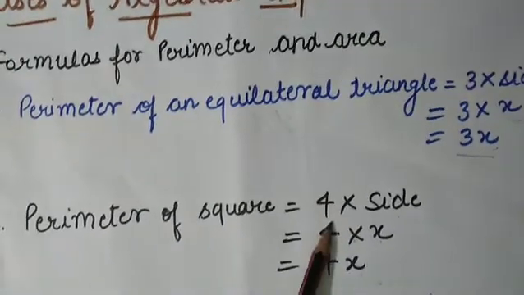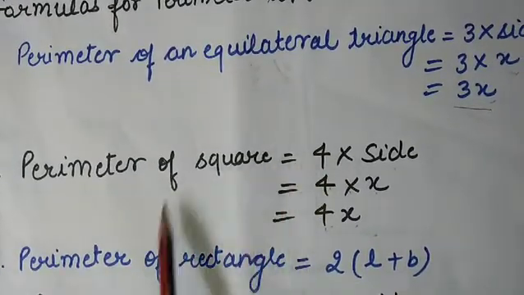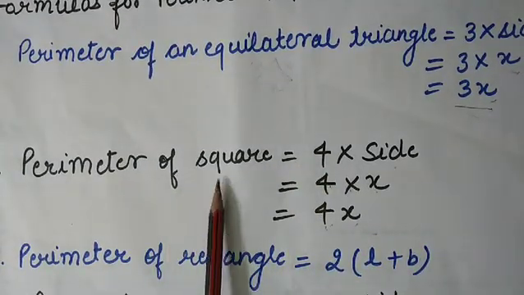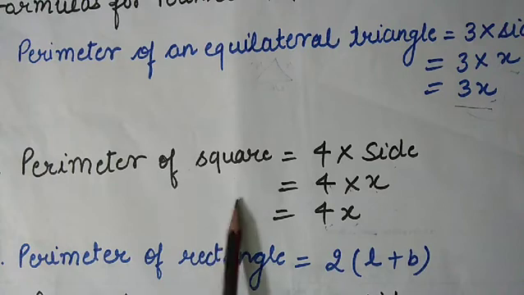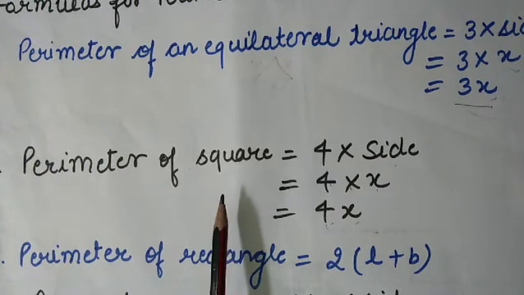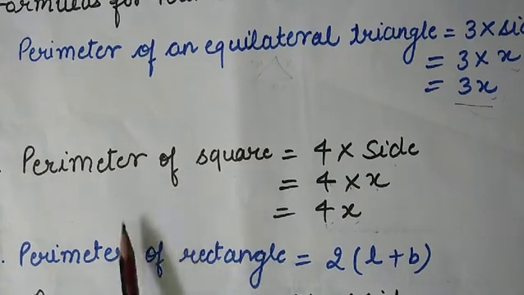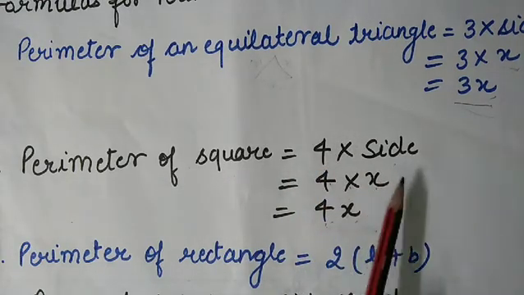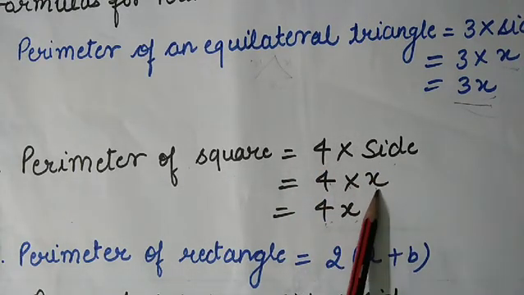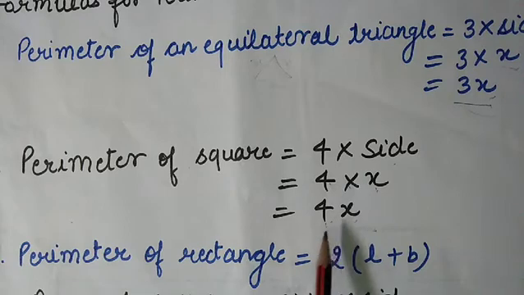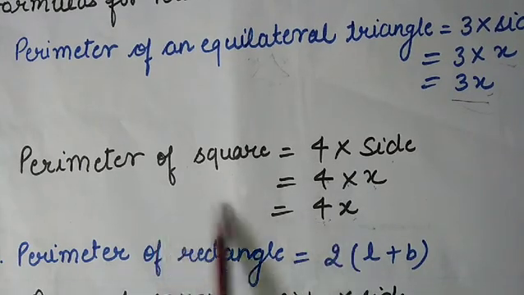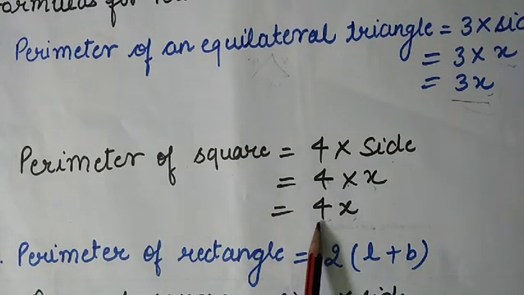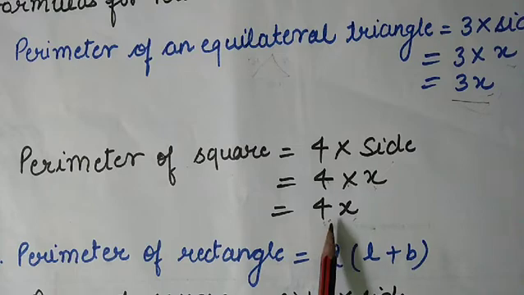Now come to the perimeter of a square. Square means a quadrilateral in which all sides are equal and each angle is of 90 degree. Perimeter means sum of all sides. So perimeter of a square is 4 into side. If I am taking side as x, it will be 4x. So this is also the formula for finding perimeter of a square and this can be written as an algebraic expression.